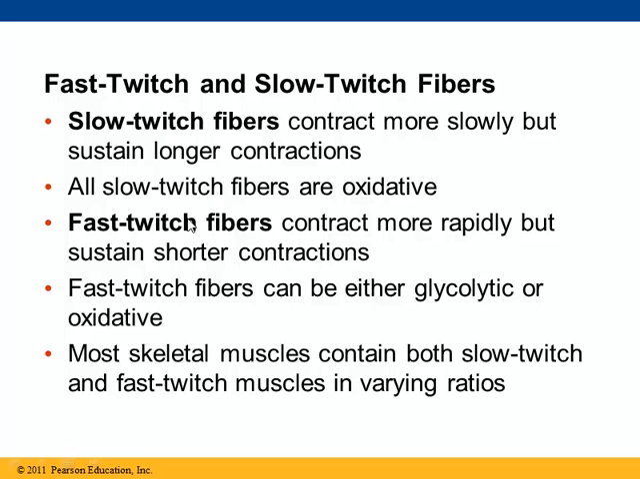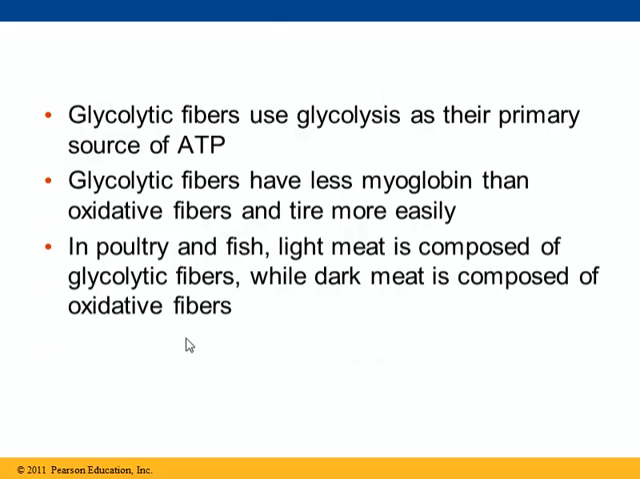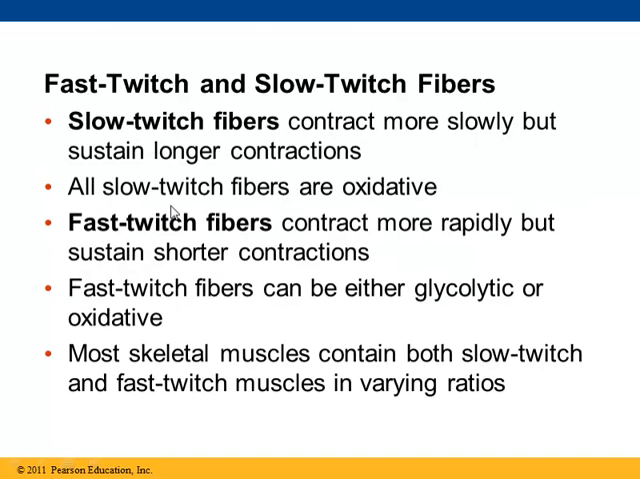Slow twitch fibers are the oxidative ones. They are not for rapid reflex; they are for jogging. So the slow twitch fibers, which are oxidative, are going to be dark meat, for example. The fast twitch fibers are for rapid bursts of speed, sprinting. They can either be glycolytic or oxidative, but they've usually got a mix of the two, with more glycolytic in there. With your slow twitch, it's always oxidative, but with fast twitch, they introduce some of these glycolytic ones.